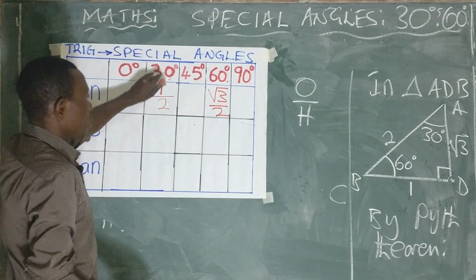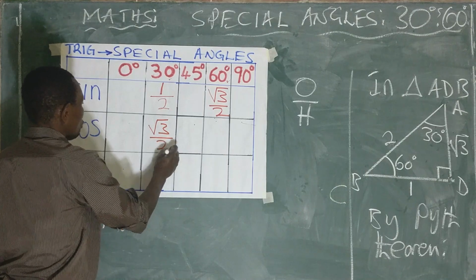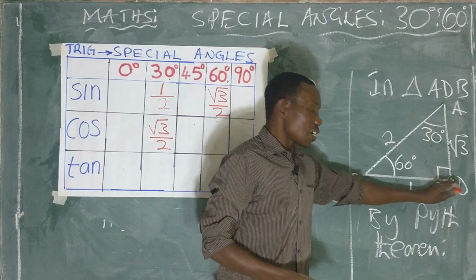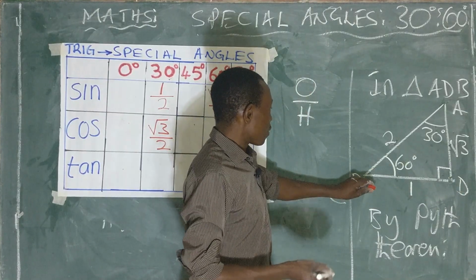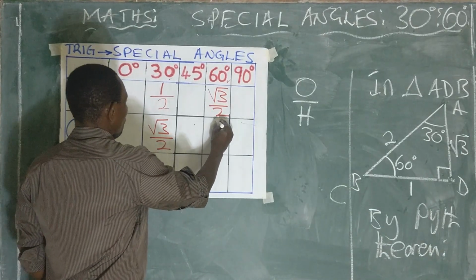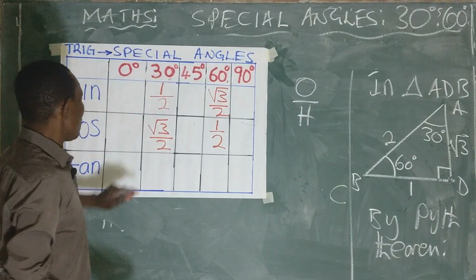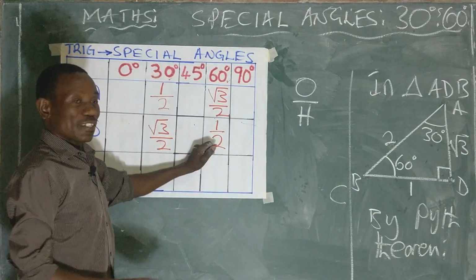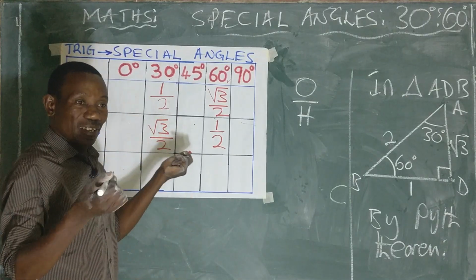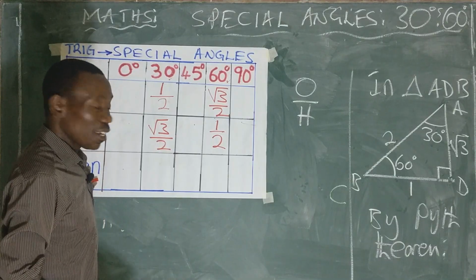So cos of 30 degrees is equal to root 3 over 2. And cosine of 60 degrees, the adjacent side is 1, the hypotenuse is 2. So in that case, it gives you a half. Which means sine of 30 degrees is the same as cosine of what? 60 degrees. Cos 60 degrees is equal to sine 30 degrees.